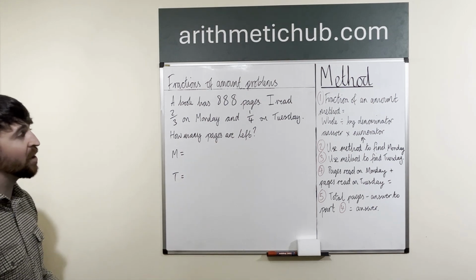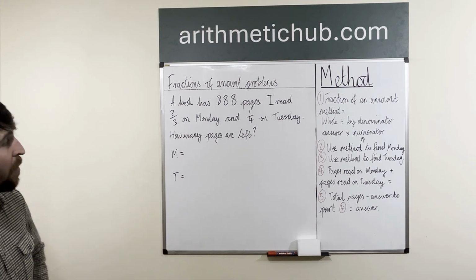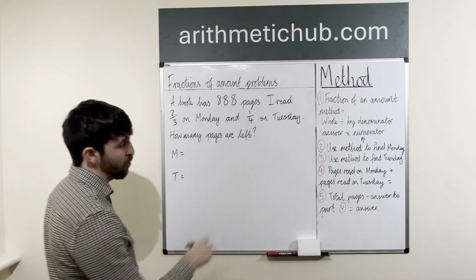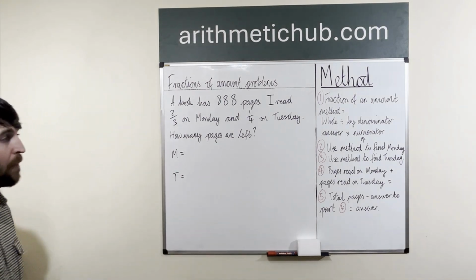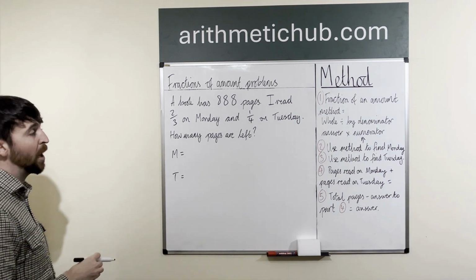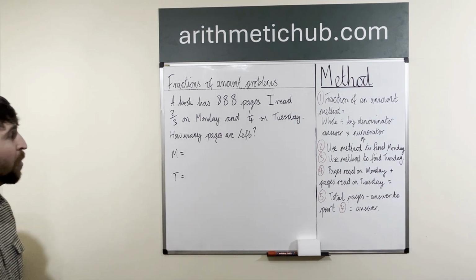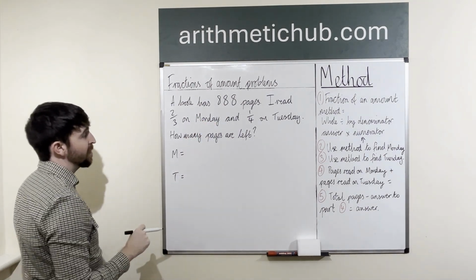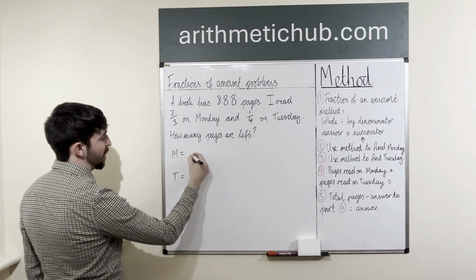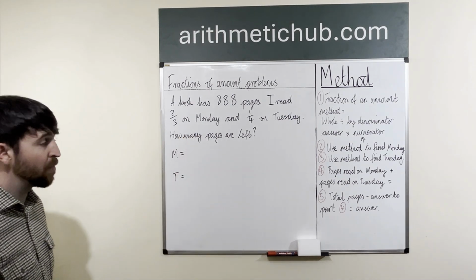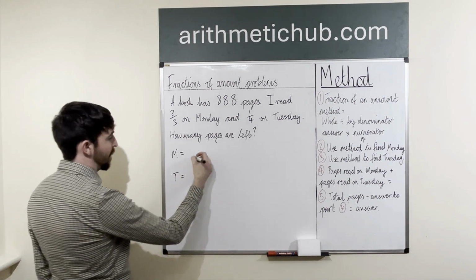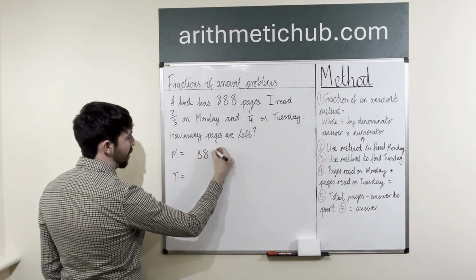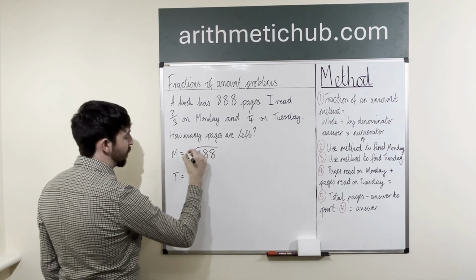So a book has 888 pages. I read 2/3 on Monday and 1/4 on Tuesday. So I know my fraction of amount method. I have my whole, and I'm going to divide it by the denominator and then multiply my answer by the numerator. So, first thing I'm going to do is 888 divided by 3. Now, that might not be something I can do with my number families this time. So all I'm going to do is set it up in a short division method.